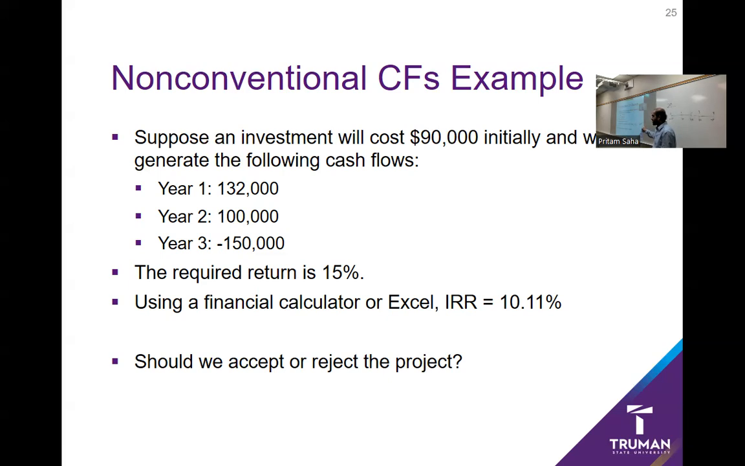Reject, right? Because our required rate of return is 15%. Now, what if I told you the rate is, let's say, 40.66%? Let's say the discount rate is 40.66%; given these cash flows, calculate NPV.